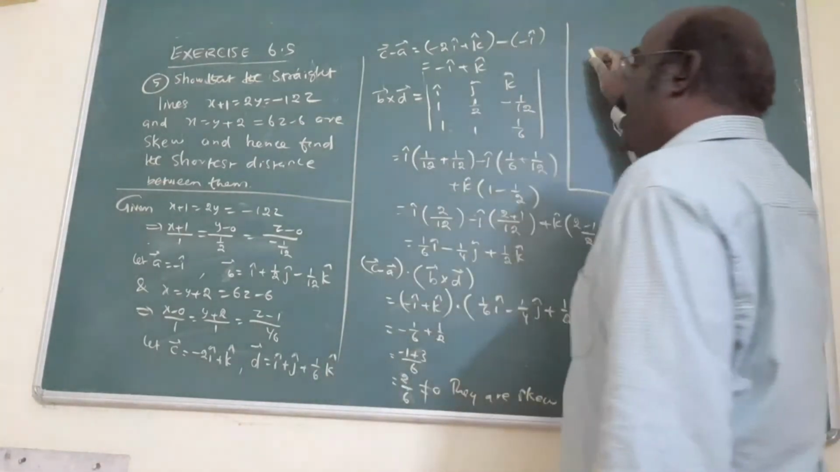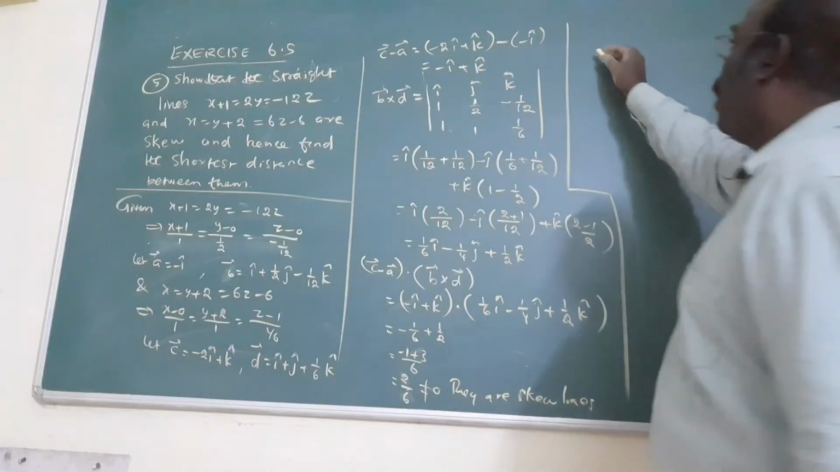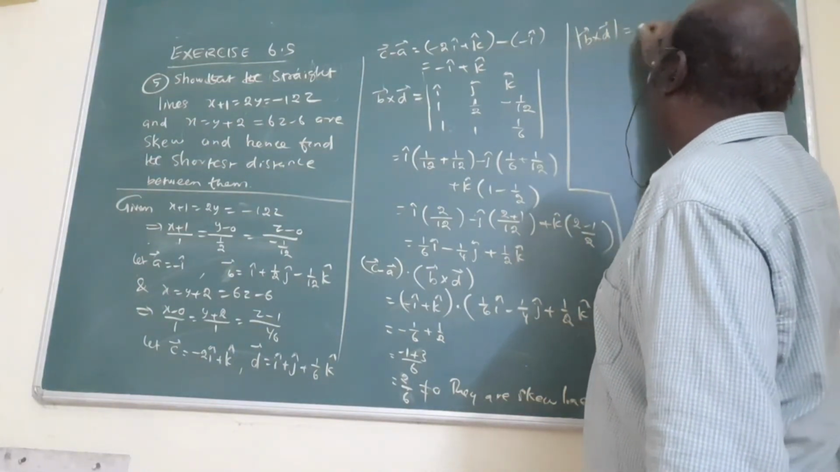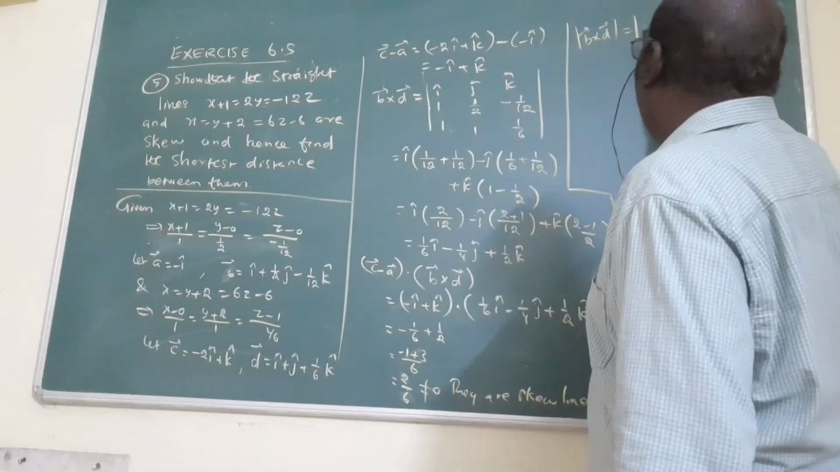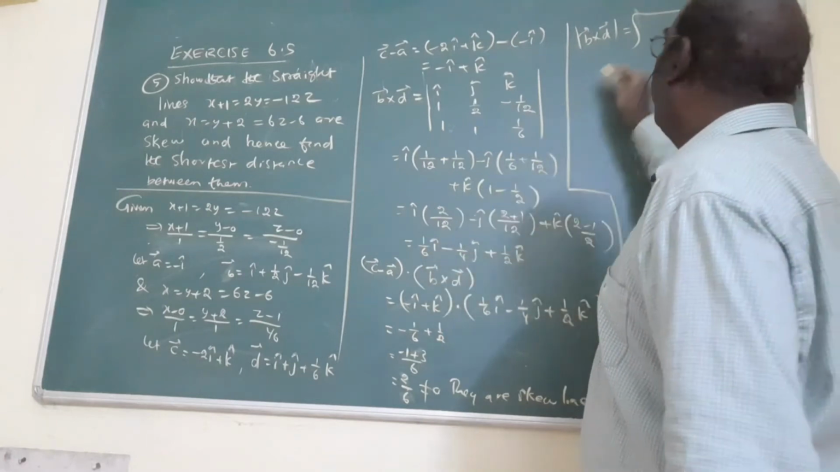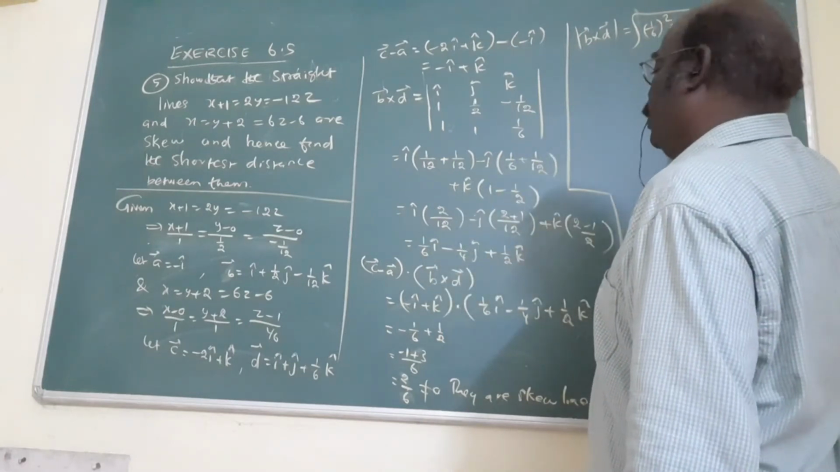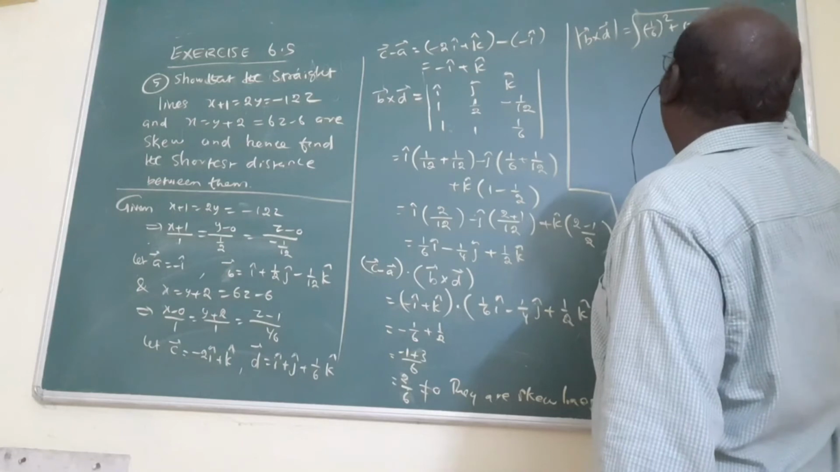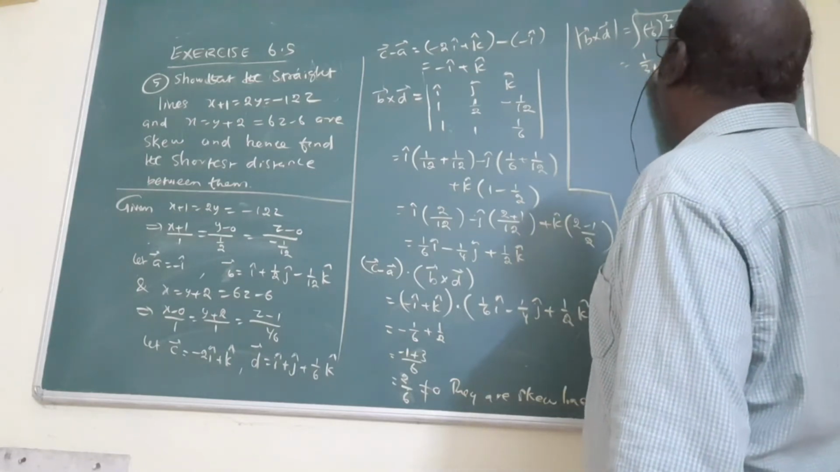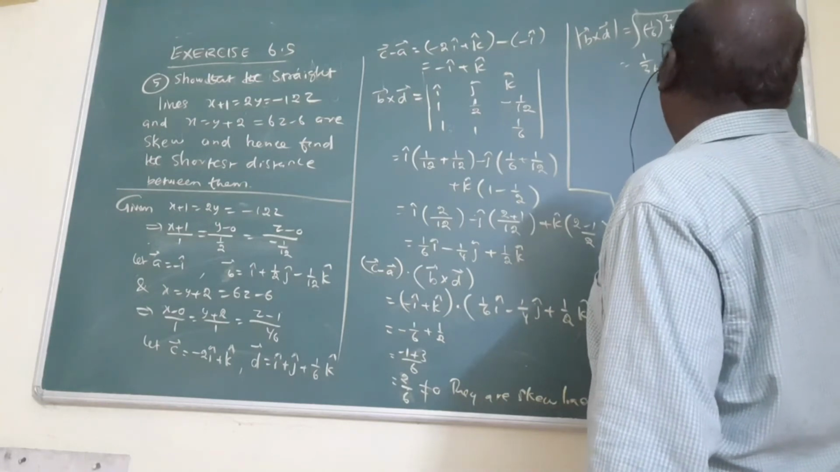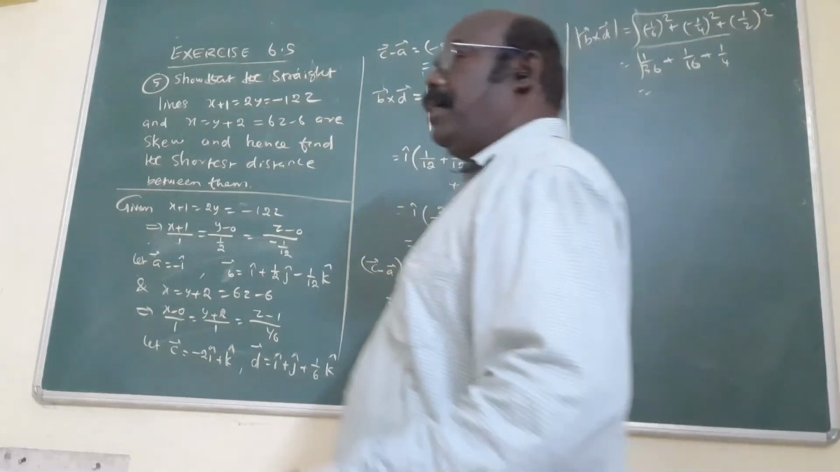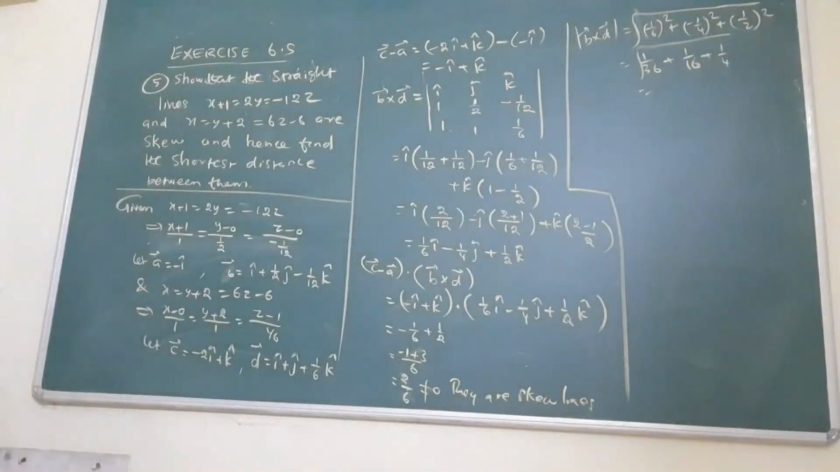Therefore, now find the modulus of b cross d also. Am I right? We need this one. What's the answer? Modulus of: 1 by 6 whole square, minus 1 by 4 whole square, plus 1 by 2 whole square. That is 1 by 36, 1 by 16, 1 by 4. Now take the LCM and simplify. We get the answer.